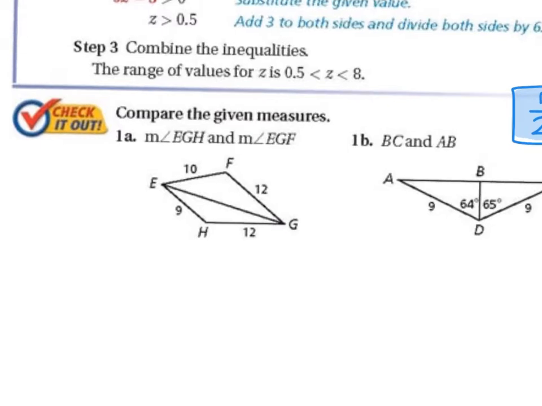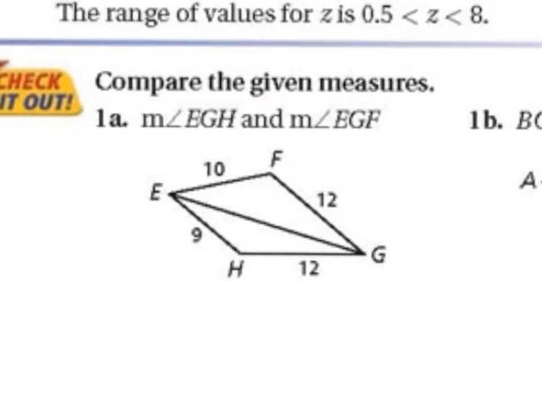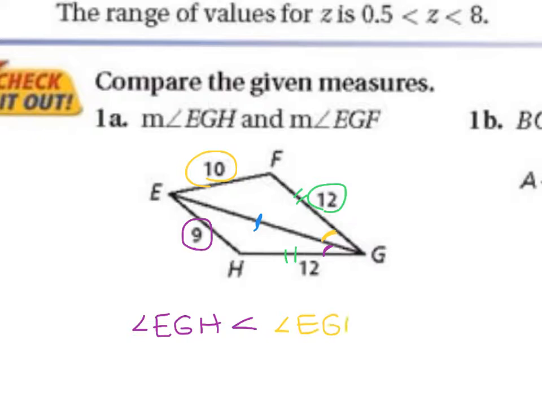Okay, these two examples on the bottom, so let's start with 1A. It says compare the given measures. So let's look at what we've got. We've got a shared side, so there's your reflexive side, and then there's two 12s, so this one is congruent to this one. So I've got two pairs of congruent sides, and then the other piece of information I have is the sides opposite. So 9 would be opposite this angle in here, and 10 would be opposite this angle in here. Because 9 is smaller than 10, the angle opposite 9, which would be angle EGH, is less than the angle opposite 10, which is angle EGF.